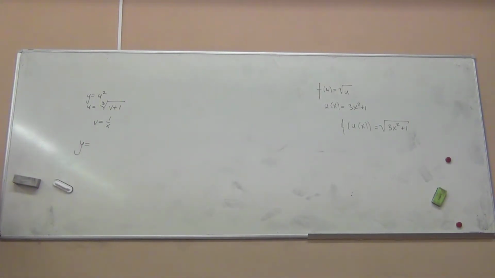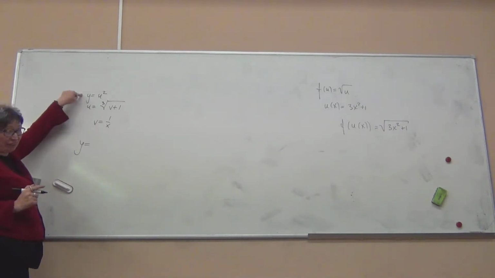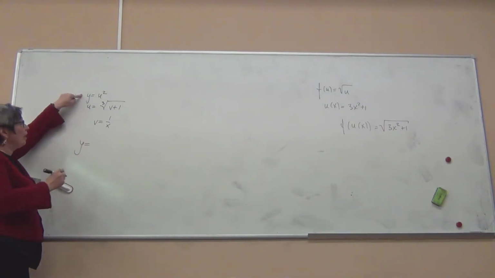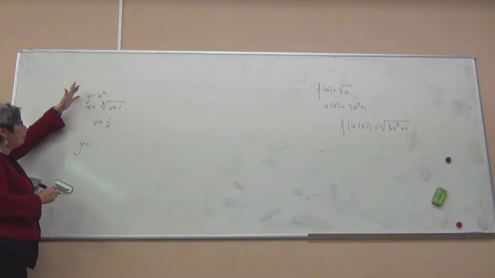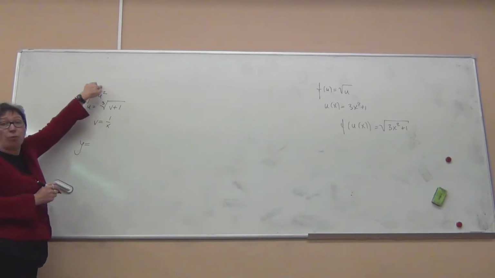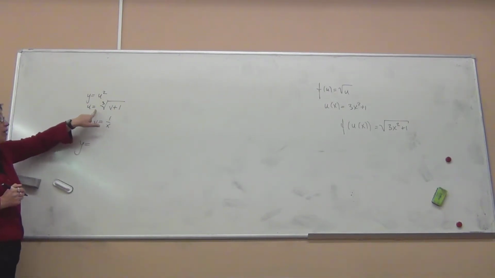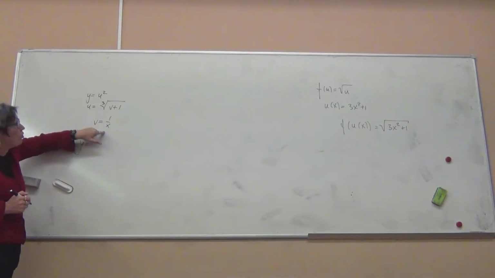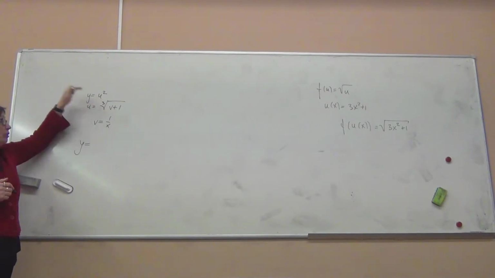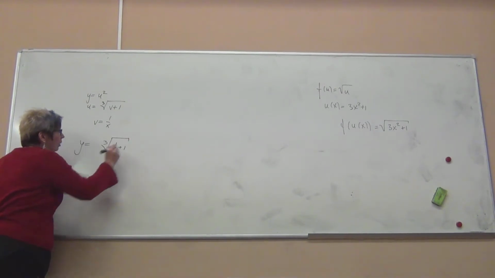So what do we get here? If v is this, and u is this, and y is this. So the inner function, this is the internal function, the innermost function, because if we want to find the value of y, we cannot find the value of y before we find the value of u. We cannot find the value of u before we find the value of v. So this is the innermost function, this is the next, and this is the external function. So cube root of 1 over x plus 1.